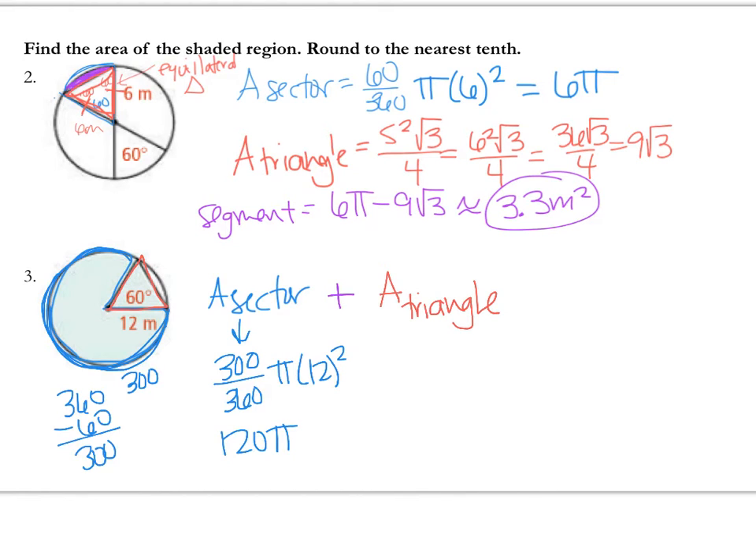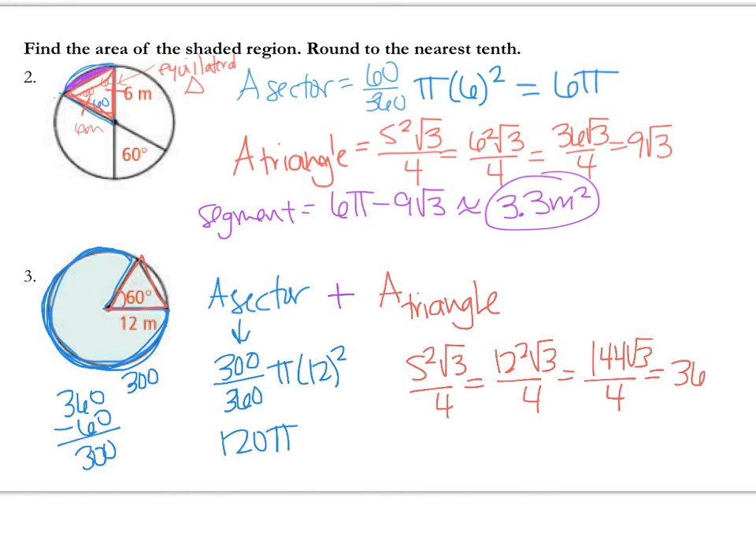And then we have to find the area of the triangle. It again has a 60-degree angle, which means that it's an equilateral triangle. So we're doing side squared radical 3 over 4, which is going to be 12 squared radical 3 over 4, which is 144 radical 3 over 4, which is 36 radical 3.